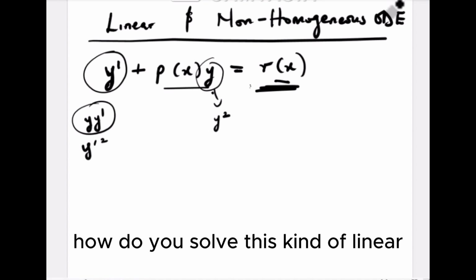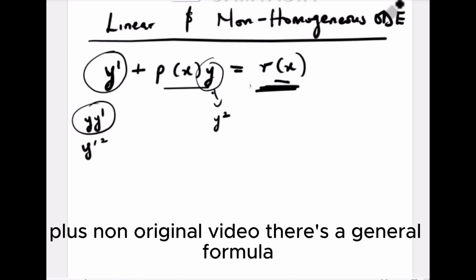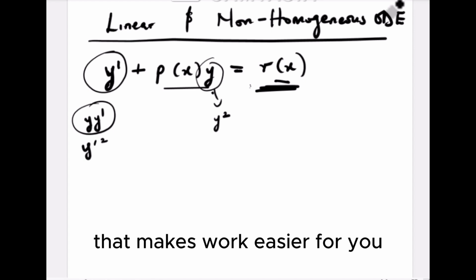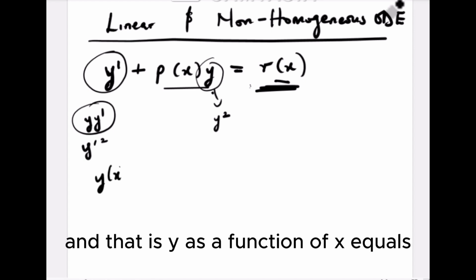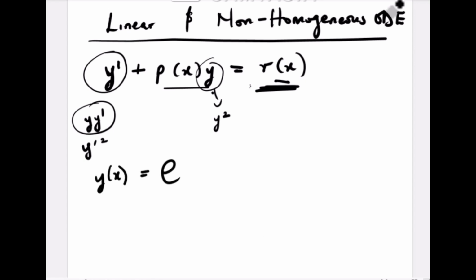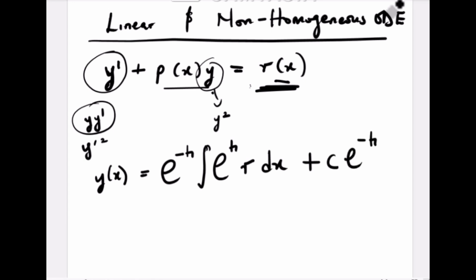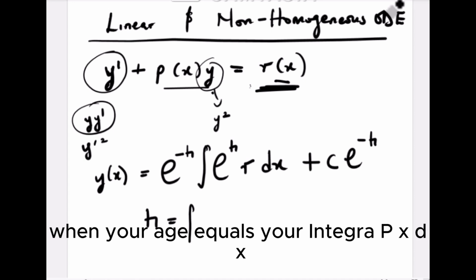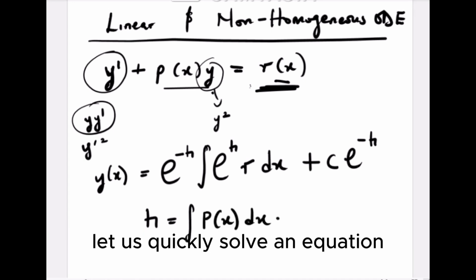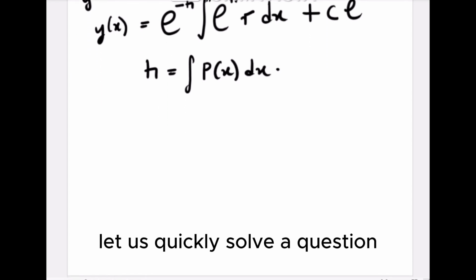How do you solve this kind of linear non-homogeneous ODE? There's a general formula that makes work easier for you, and that is y as a function of x equals e raised to the power minus h, times the integral of e raised to the power h times r dx, plus c, where h equals the integral of p(x) dx. For you to understand this better, let us quickly solve a question.